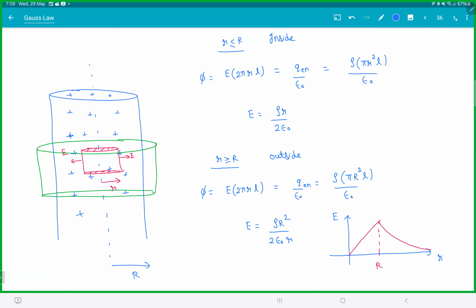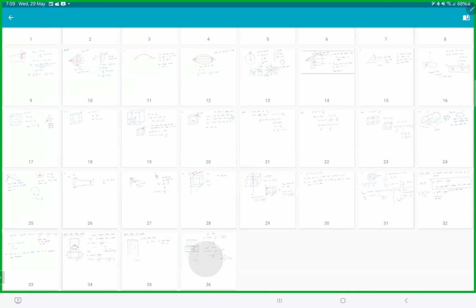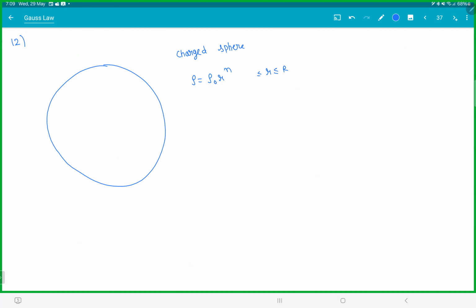Next one. You have a charged sphere, not a uniformly charged sphere, whose density rho is equal to rho naught r power n, where r lies between 0 and R. Meaning the more you go away from the center, the more charge you have.